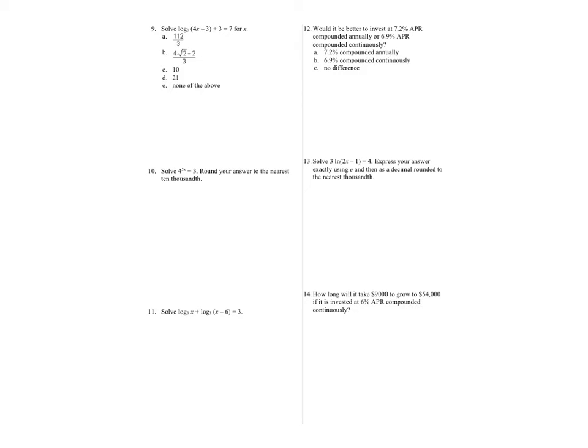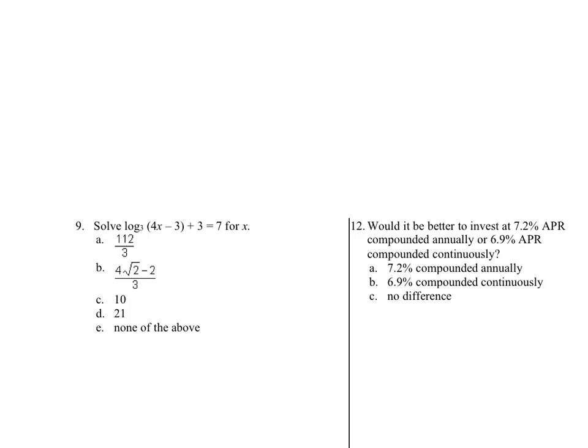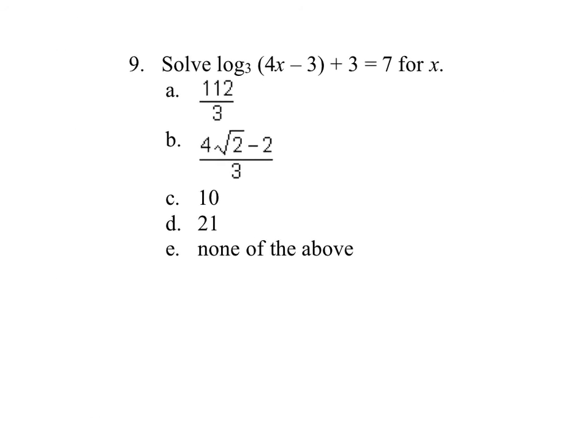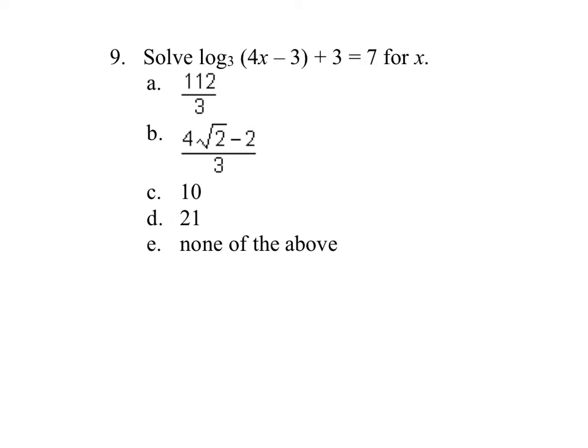All right. Oops, we got to make it bigger. Okay. Number 9: log base 3 of 4x minus 3, plus 3 equals 7. Okay, so we have to solve for x. So I have to get it out. Best way I know is isolate that log base 3 and then use our definition since I don't have logs on both sides.